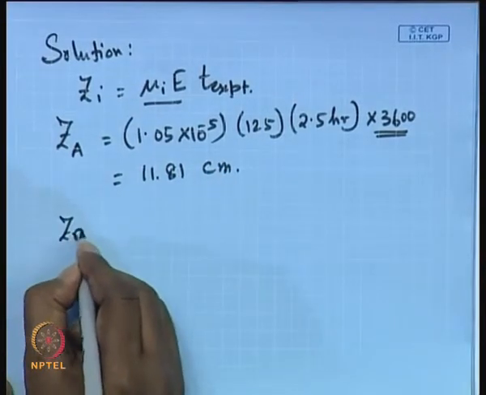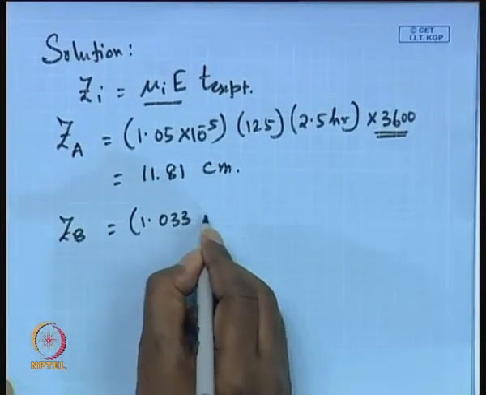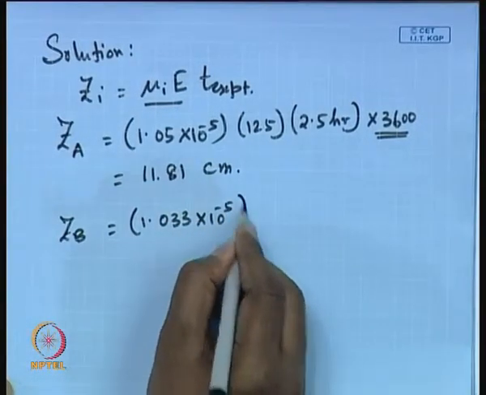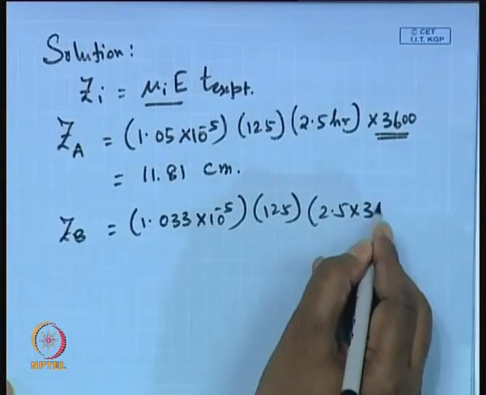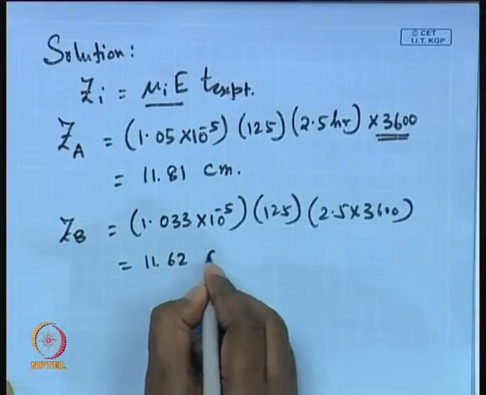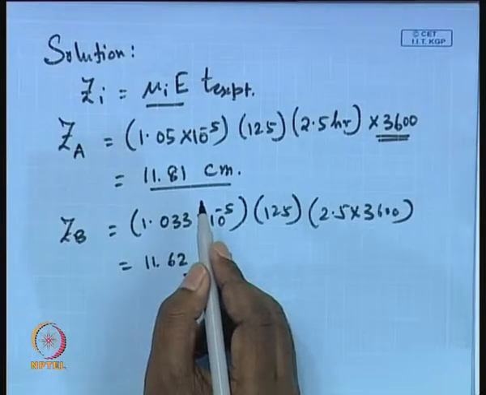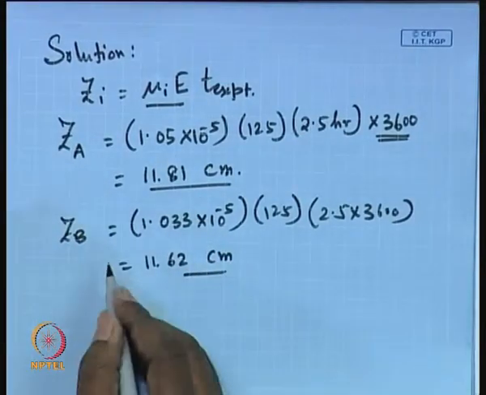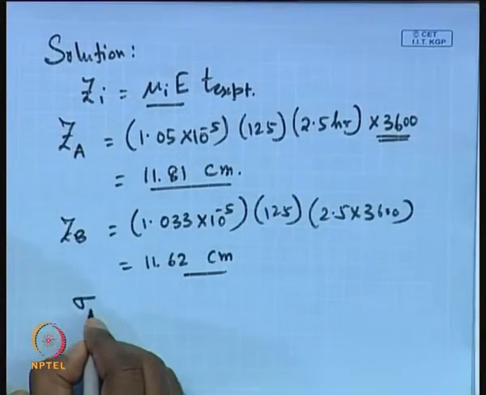And Z B, correspondingly, you can calculate: 1.033 into 10 to the power minus 5 into 125 into 2.5 into 3600, and this turns out to be 11.62 centimeter. So, these are the regions where the maximum peak of A and the maximum peak of B will occur. Now, let us look into the width of the concentration curve.